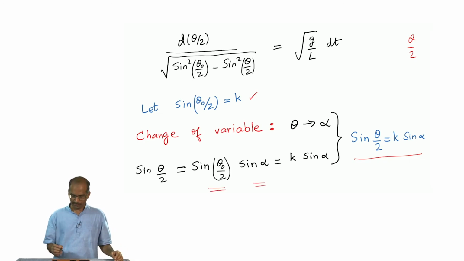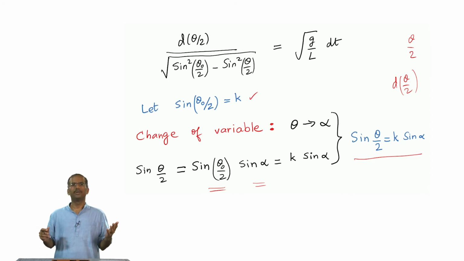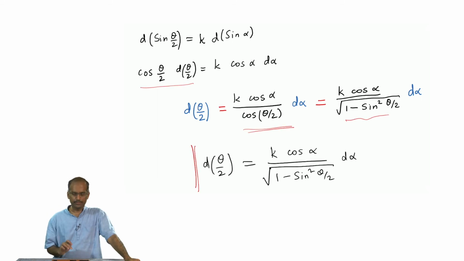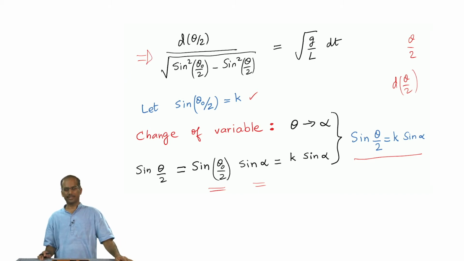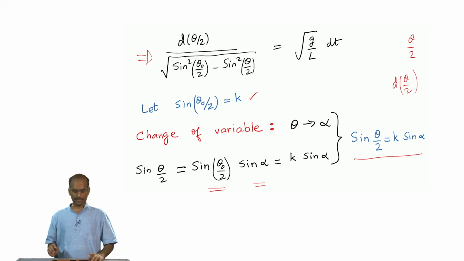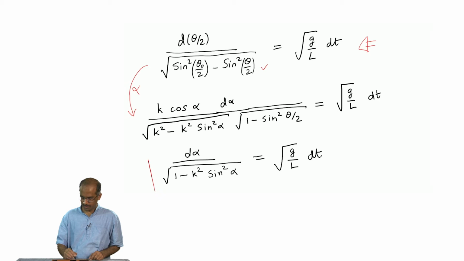Now, since I have made a change of variable from theta to alpha, I need an expression for d of theta by 2. dt will not change, but d of theta by 2, I need to replace it by d alpha. So, I need to find out how d of theta by 2 is related to d alpha, and here is how we do that. Now, we are going to use this relation, substitute it here and integrate. So, I take the left hand side of this equation here, and substitute for d of theta by 2. So, I have this full equation written here as it is. Now, I replace everything by alpha. So, after you do all these manipulations, finally, you get this relation.